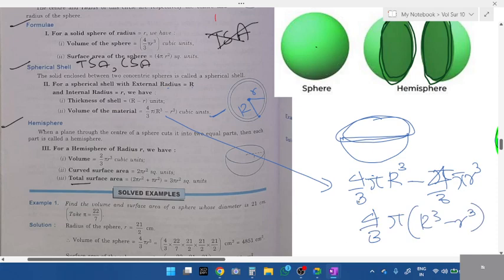So the spherical shell is easy to remember. Just take the main formula, split into two parts, two radii, capital R and small r. Subtract it, you'll get the volume. Is this clear? Till here, did you all understand all the concepts?